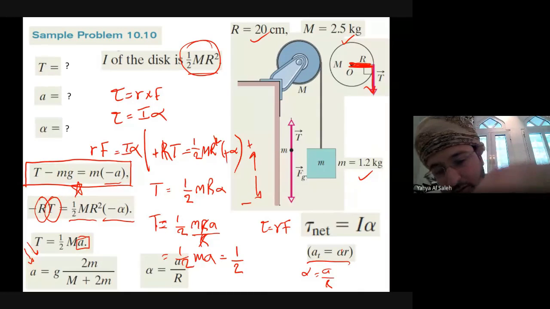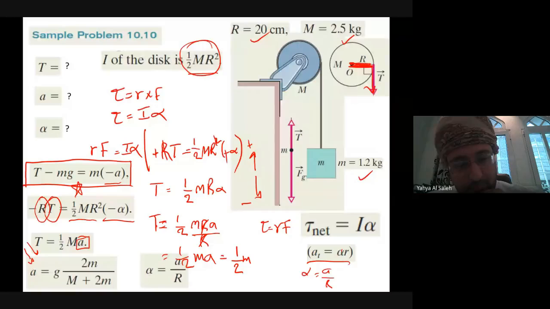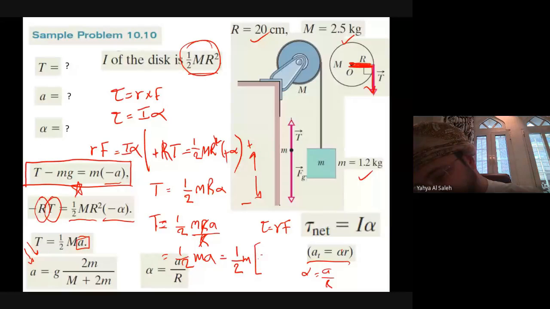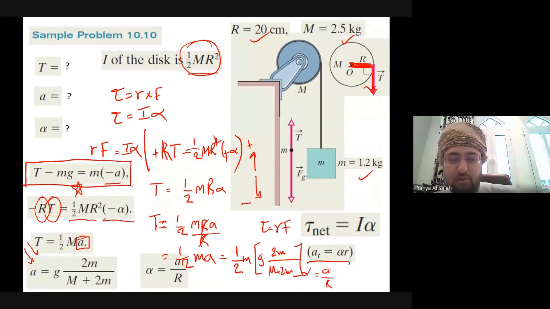T equals half m, g 2m over m plus 2m. هذا هو الفاينل equation.